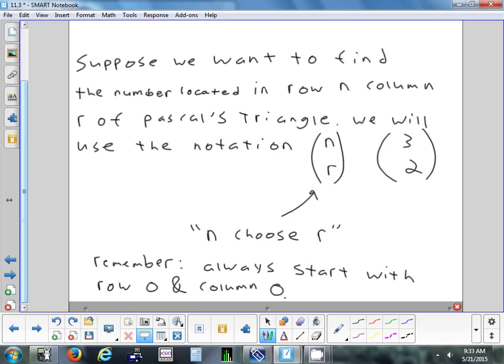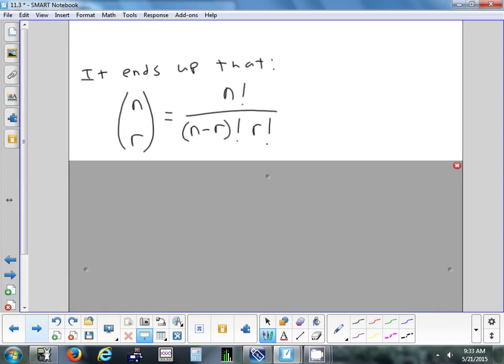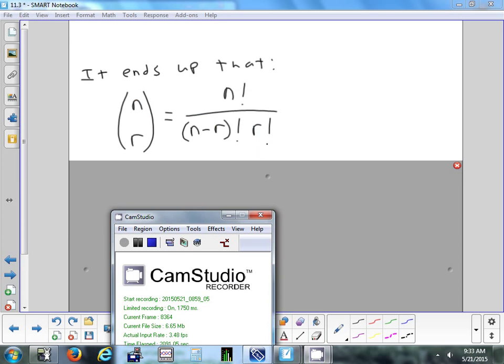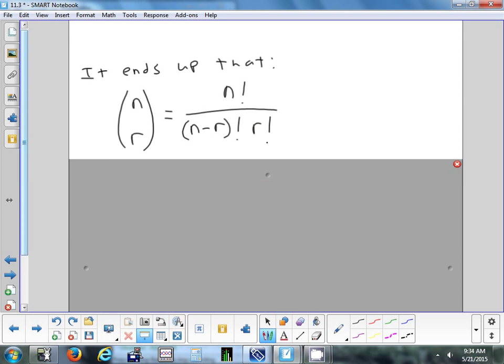All right, so this gives us a notation for what we're looking for, but I still haven't explained how, if I said, tell me the number in row 10, column 4, you would find it. We still need a formula to do that. We could go through the proof, but I'm going to hold off on the proof. Here's the formula to calculate the number in row n, column r: take n factorial, divide by n minus r factorial, then multiply by r factorial.